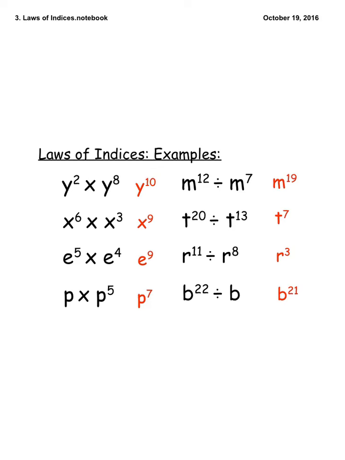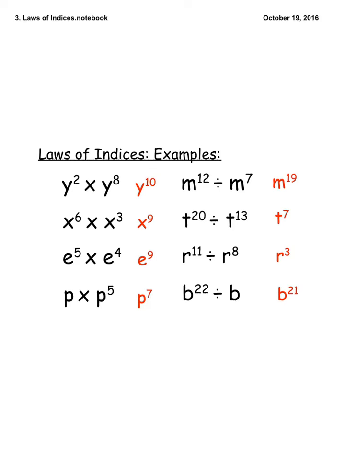So here we have the answers. First question is equal to y to the power of 10. Second question is x to the power of 9. Third question is e to the power of 9. Fourth question is p to the power of 7. Fifth one is m to the power of 19. Sixth one is t to the power of 7. Seventh one is r to the power of 3. And the last one is b to the power of 21.